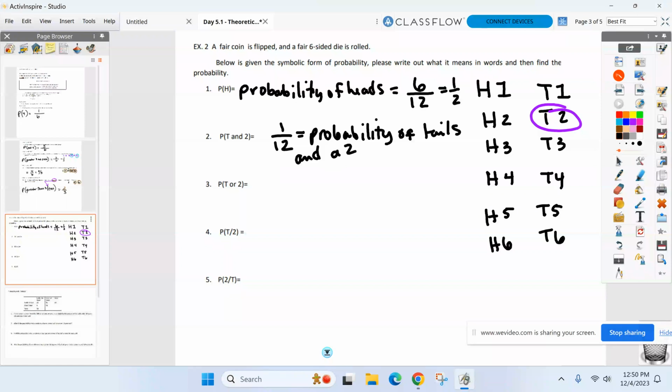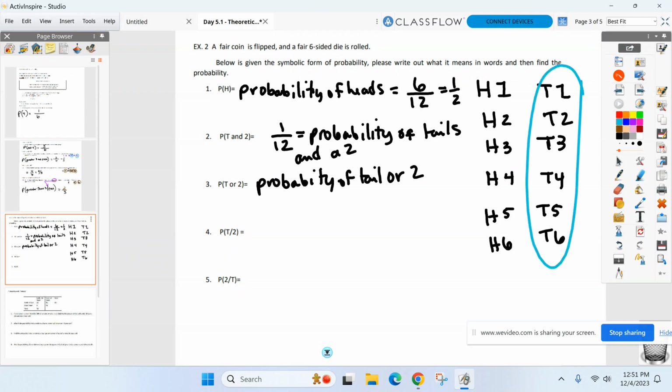Okay, now it's going to be a little different, right? Probability of a tail or a 2. Now be careful. Don't count anything twice. Okay, how many are going to happen? I don't want to go through all of them with you. Let's count them up. It can be a tail or a 2. So basically, all of those count, don't they? And then over here, how many? 1. And again, do not count that twice. I can only count it once. So I have 7 out of 12.